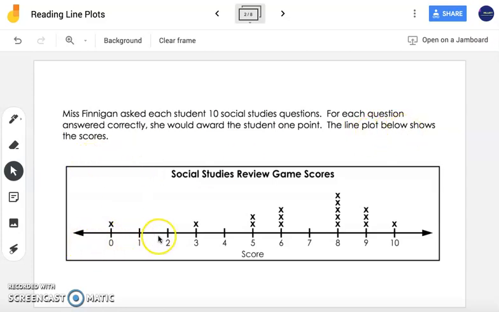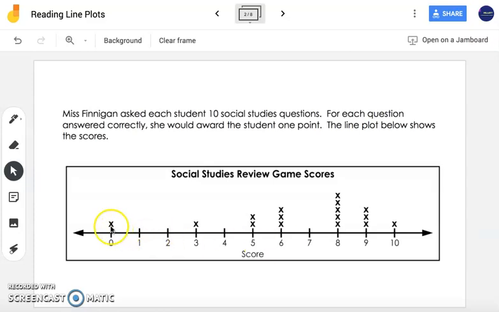So notice here is my line plot, here is my axis, and it's labeled score. The scores students got were 0, 1, 2, 3, all the way up to 10. Notice 10 represents that they got 10 questions correct or 10 points. If a student scored a 6, that means they got 6 out of the 10 questions correct. So it's always important first to read the problem and see what this line plot means, because every line plot given to you can have a different meaning depending on the labels of the axis and what the questions are asking.